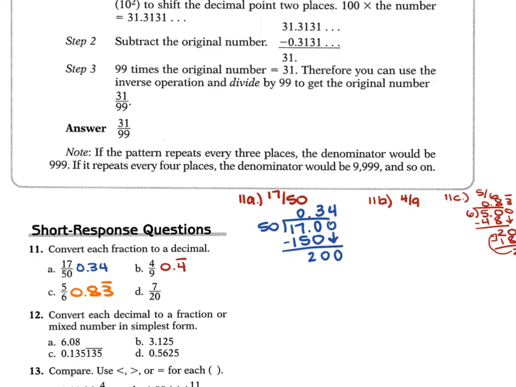For D, we have 7 over 20, which is 7 divided by 20. So 11D, 7 over 20 is going to give us the 20 on the outside, the 7 on the inside. We're going to turn that into 70. Put our decimal point up there. So from here, we are going to divide these two. The 20 goes into 70 3 times with 60. So we're going to subtract that. We get 10. We add a 0. We bring it down. 20 goes into 100 5 times. So that's 0.35.